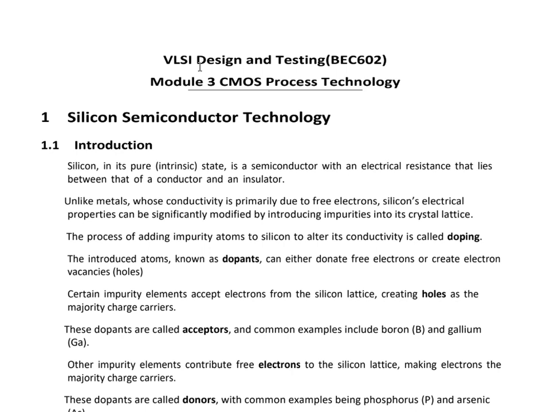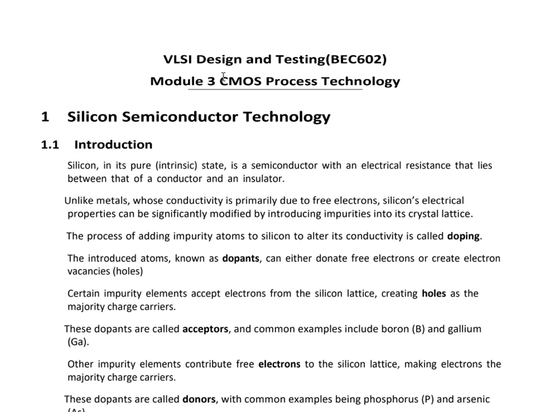Back to EC TechNest. In this lecture, we'll be discussing module 3 of VLSI design and testing. Module 3 is all about CMOS process technology, and in this module it is mostly theoretical questions that are asked in exams about the N-well and P-well process along with the twin tub process. So we'll discuss them one by one in detail.